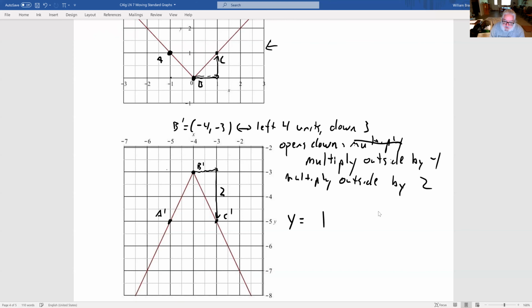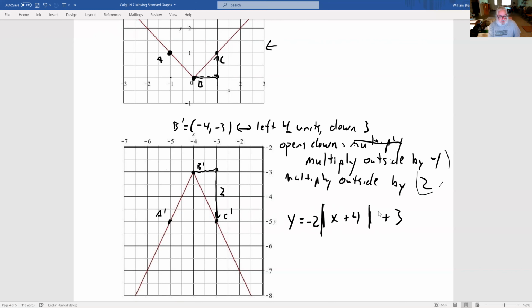So what's our function? Well, it's going to be an absolute value. Left 4 units means that we add a 4 inside. Remember that moving left is positive +4. Moving right would be -4. So that's inside. Outside, we want to multiply by a factor of -2. And then down 3. And so there's our function.